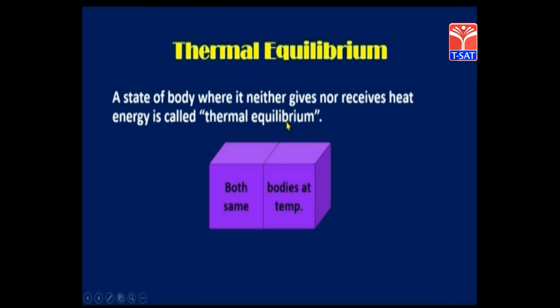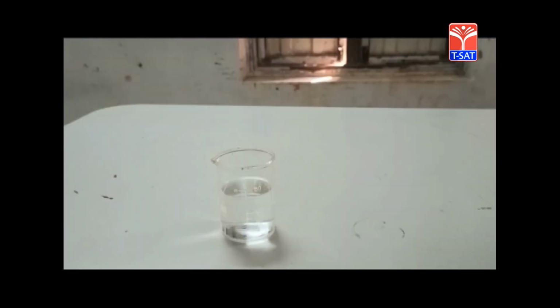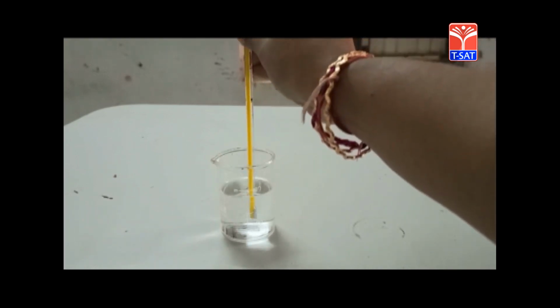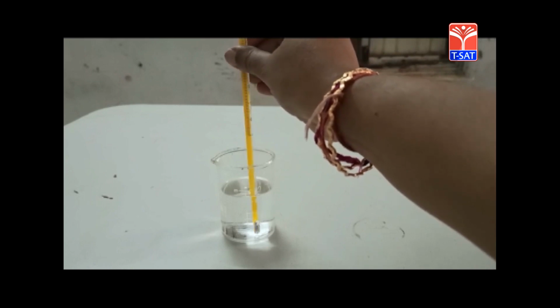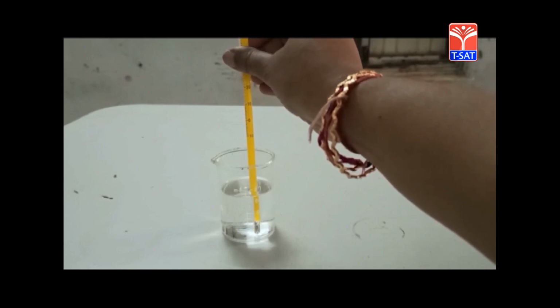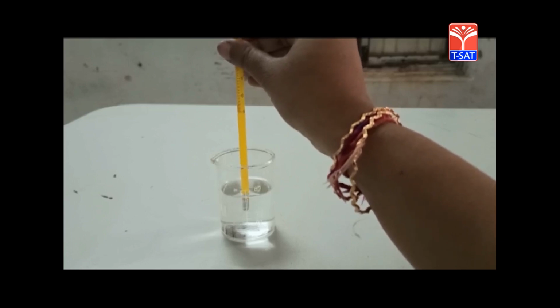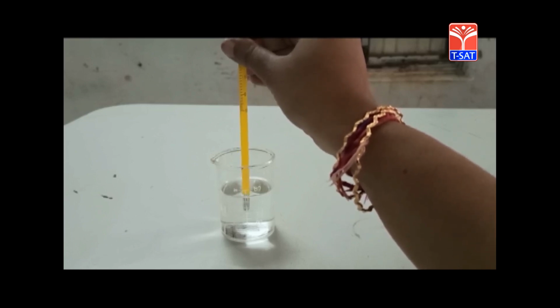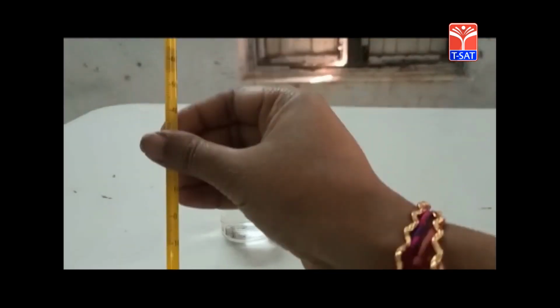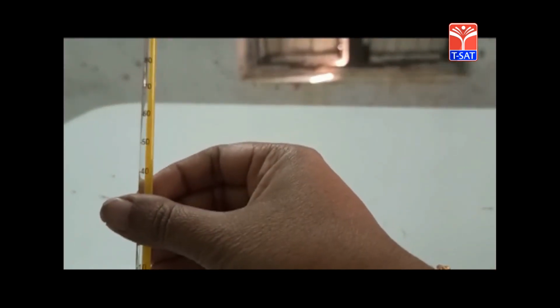Children, now let us see a small video. Let us take a laboratory thermometer. Observe the reading on this thermometer. It is approximately 30 degrees Celsius. Now let's take a beaker of hot water and place the thermometer in the beaker. Wait for a few minutes. After a few minutes, we observe that the temperature in the thermometer has risen. It now shows 70 degrees.